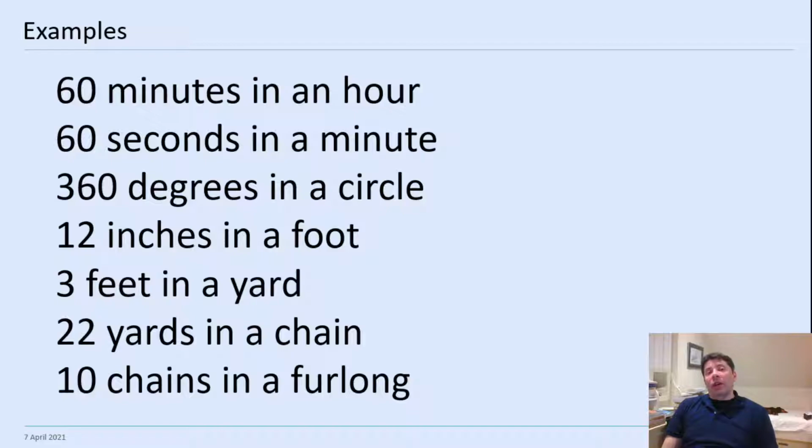Okay, here are some examples of other bases. So 60 minutes in an hour, 60 seconds in a minute, 360 degrees in a circle, and actually in astronomy, we also use minutes to measure parts of degrees. So there are 60 minutes in a degree and 60 seconds in a minute. And these are all great because they've got loads of factors. If you think about 60, 2 goes in, 3 goes in, 4, 5, 6, not 7, but 10, 12, 15. Got loads of factors. 12 inches in a foot, that's got plenty of factors. 3 feet in a yard, 22 yards in a chain. Wow, 22, that's a funny one. And then 10 chains in a furlong, so we're back to decimal there.